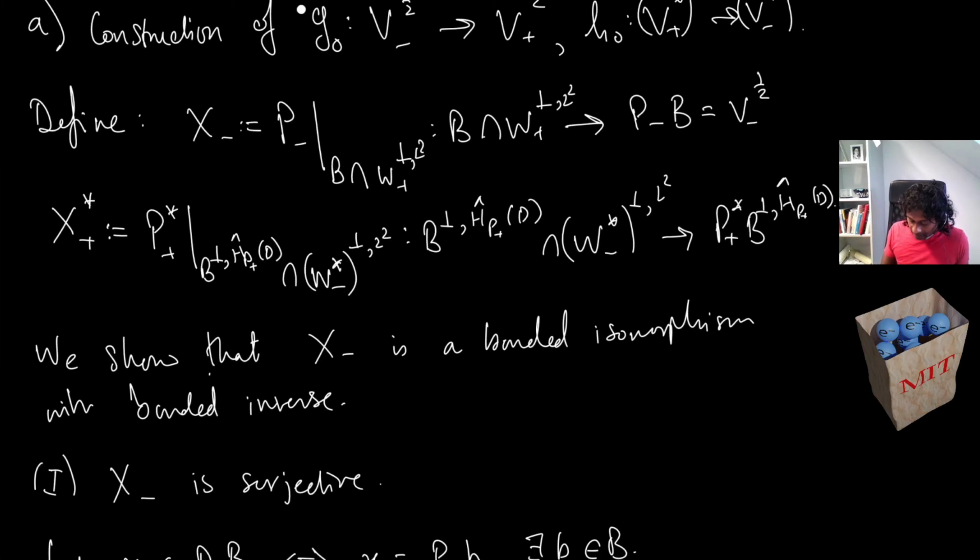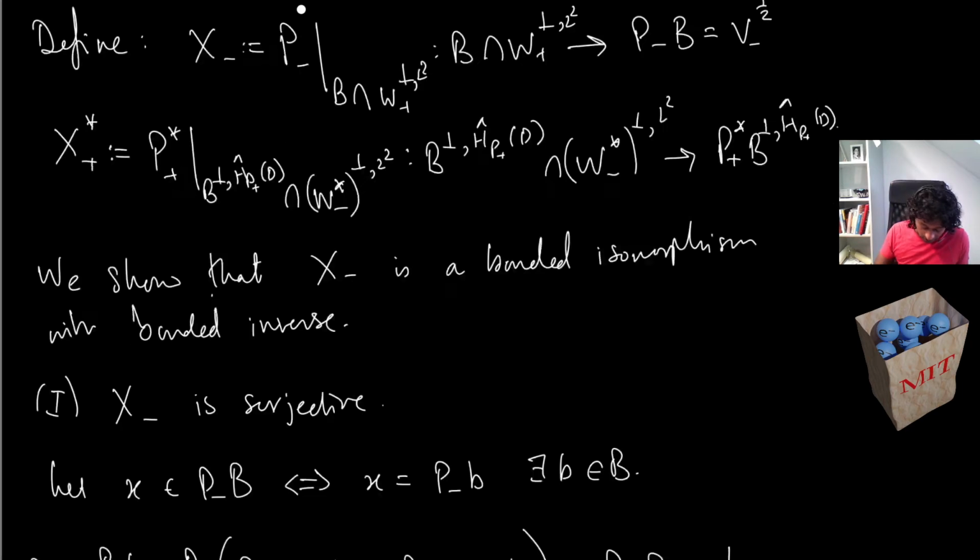So we have an element in here and we show that there exists an element here which maps to an element in here. Okay, so that's what we've shown.